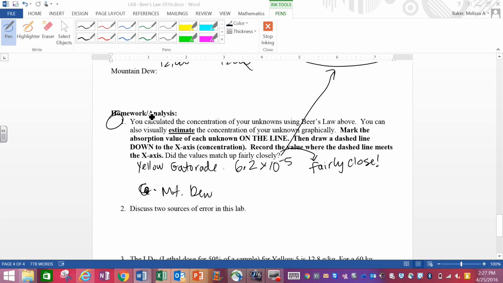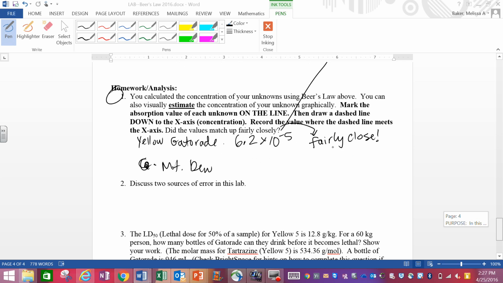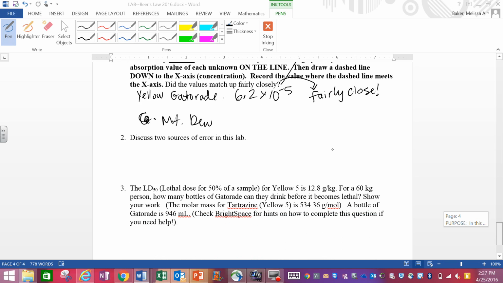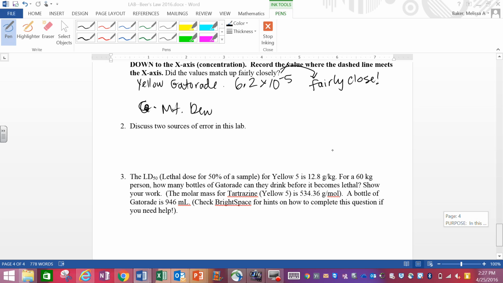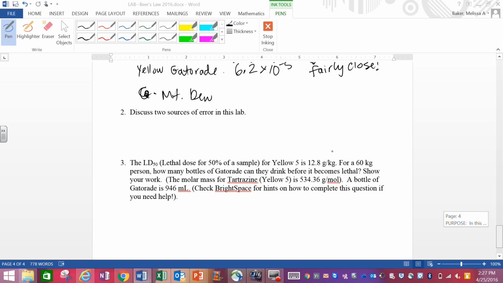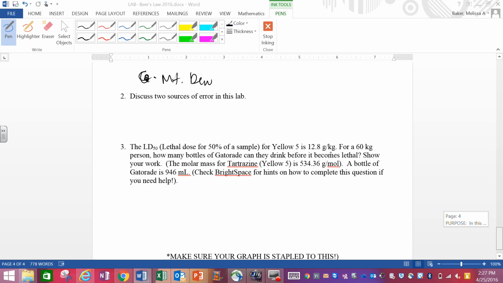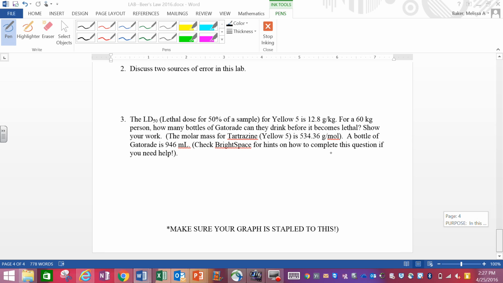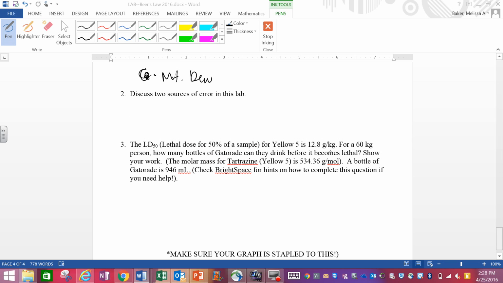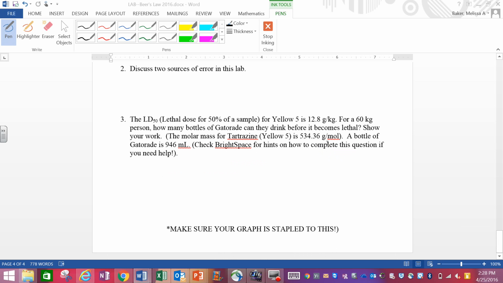Discuss 2 sources of error in the lab. You guys can do that. Think about things that may have caused you to have inaccurate data or maybe assumptions that you made. One assumption I can think of is that we're assuming that yellow dye number 5 is the only thing that is added to the Mountain Dew or Gatorade to change its color.